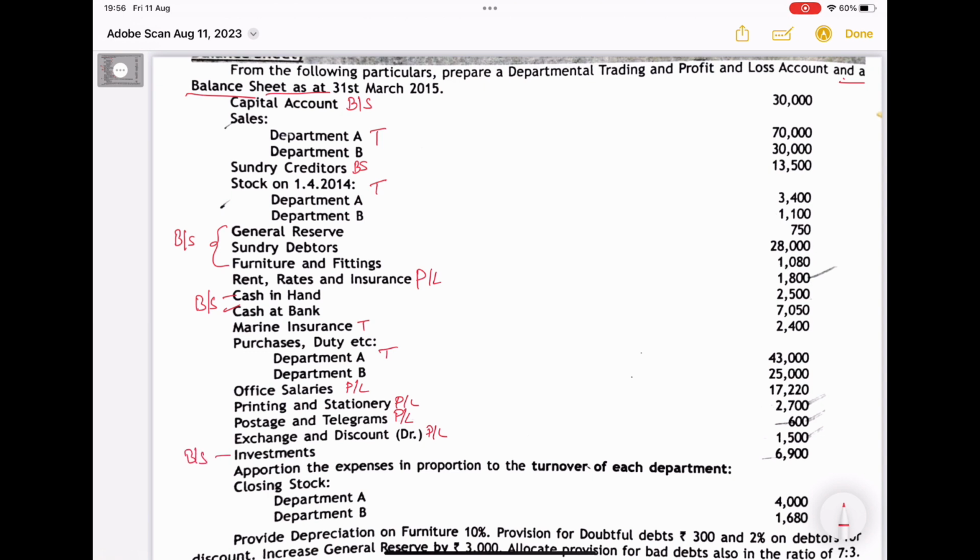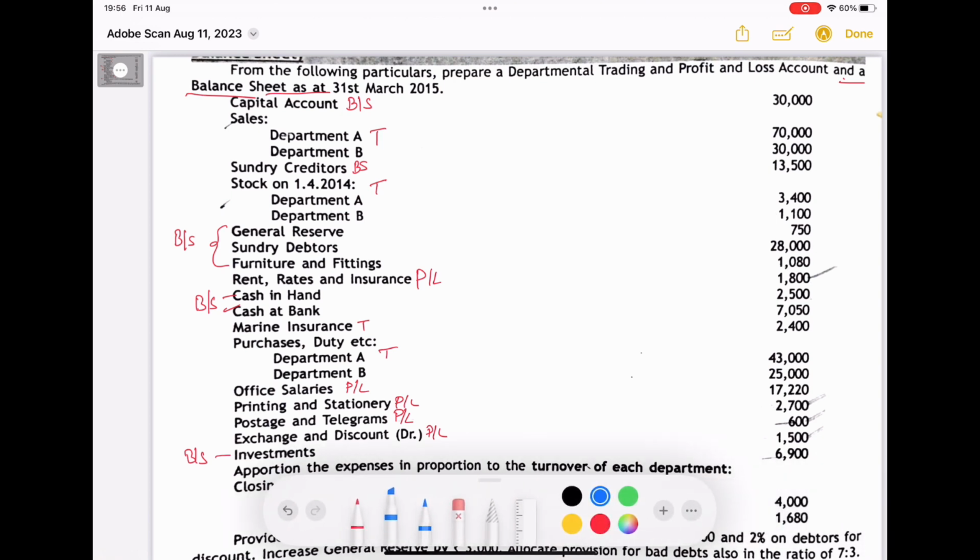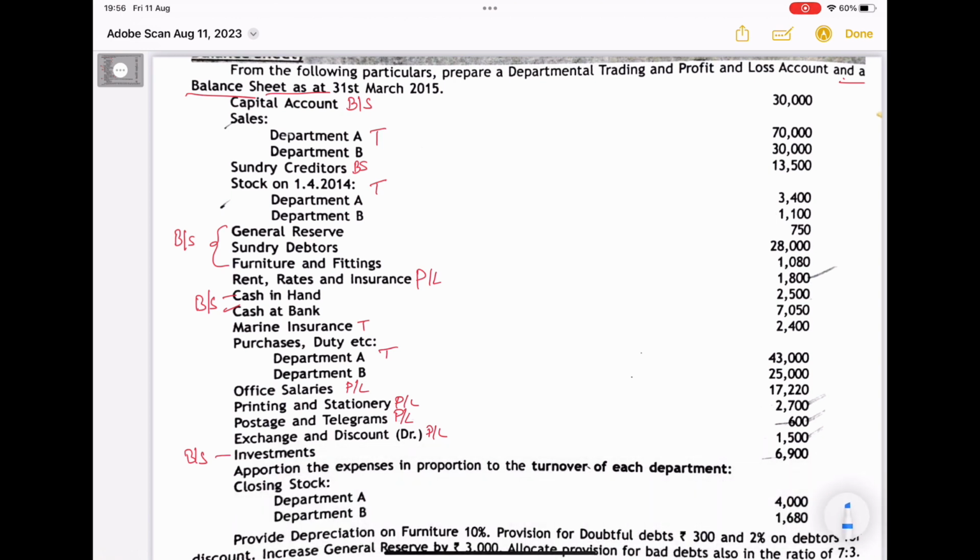Apportion the expenses in proportion to the turnover of each department. So we are going to apportion the expenditures on the basis of turnover. Almost all the expenditures we are going to identify in the ratio of turnover. Turnover means sales. Next, they have given closing stock of department A and B.